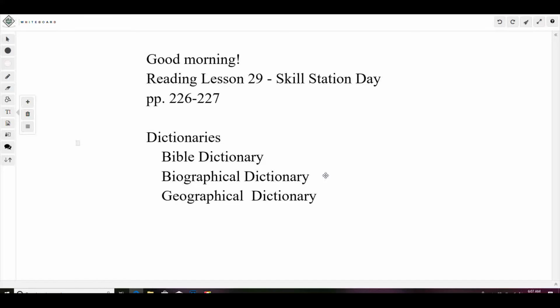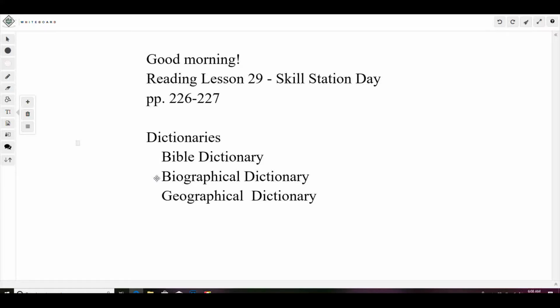Okay, so a Bible dictionary basically gives you information that you can look up that's biblical or scriptural. People, places, words. Sometimes I use the King James Version when I read, and a lot of times there's words in there that I don't quite understand what it's talking about, so I'll have to look that up in a Bible dictionary. So the next kind of dictionary is a biographical dictionary.